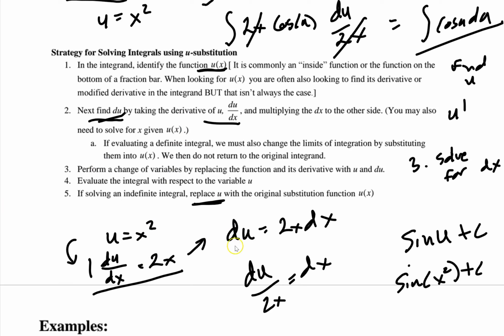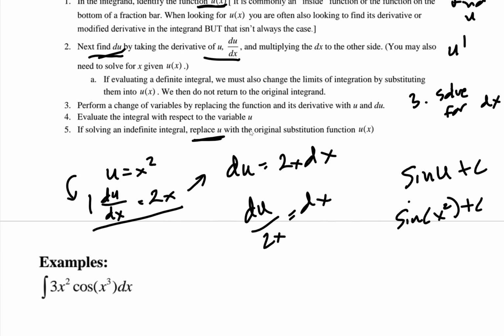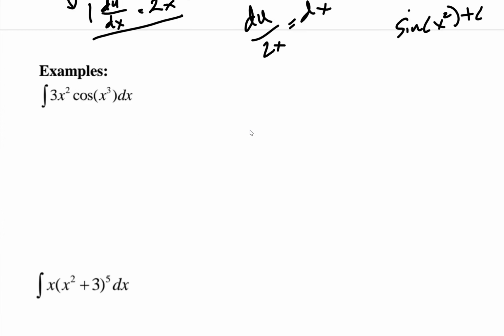And then step 3 is solve for dx. You want to get dx by itself, so you have to multiply, do some mathematics. And then once you get dx by itself, you can plug it all back in into your equation. Hopefully stuff cancels, and then it's just a normal problem. Integrate it and plug your u back in. So those are kind of the 5 steps. And it's a little messy. We're going to do plenty of examples like this one right here.